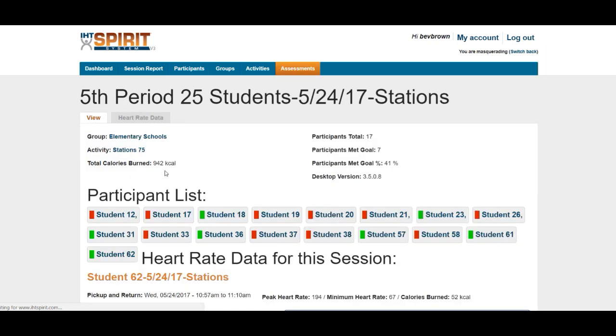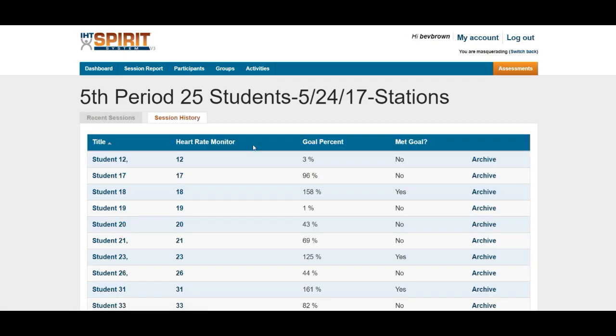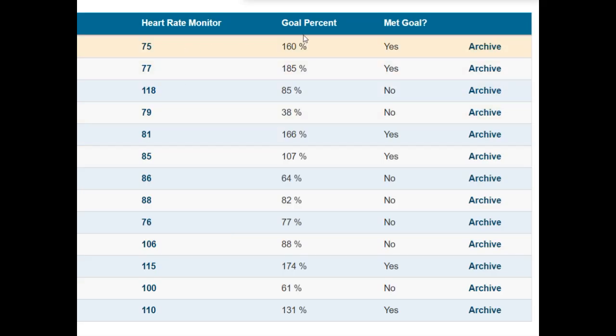So I open up this lesson. I'm going to click heart rate data. So now the goal percent, once again, is the percent according to the goal that was set for this lesson. So students that achieve the goal or went above the goal will have a yes. So if a class period is only 50% of MVPA and the student does more than 50% of the MVPA, then of course they're going to be above 100%.